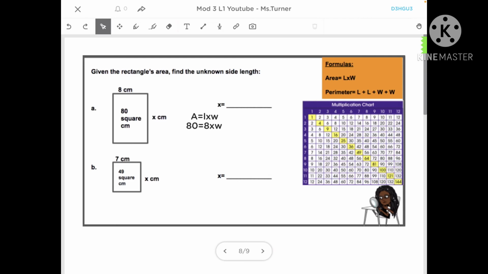And there's a little X there standing in for my width because I do not know it. So now I'm going to ask myself, 8 times what will get me to 80? Because I know that 80 equals 8 times something. Do you think you know what that unknown number is? 8 times blank equals 80.